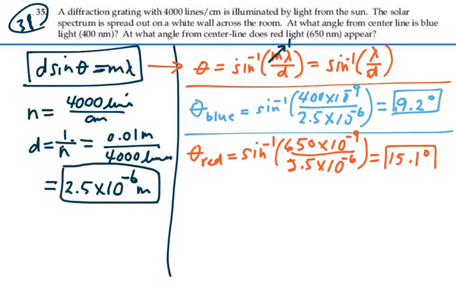So we will see a spectrum. We'll see blue at 9.2 degrees, going through the full visible spectrum, and red at 15.1 degrees for the maximum lines.